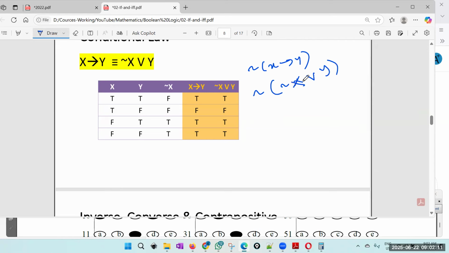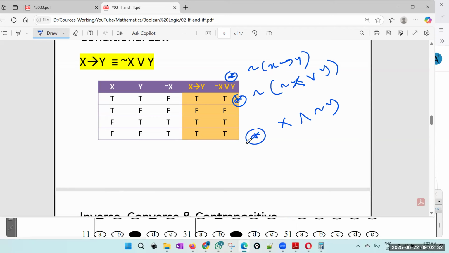So applying De Morgan rule, remember De Morgan rule means we need to negate this: not of not X, which is X, and not of Y. So these are all equivalent statements.